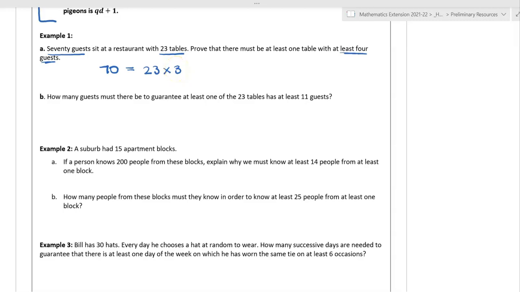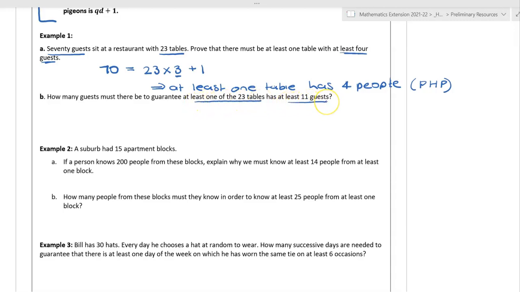Picture it, 3 go to the first, 3 go to the second. And what's 23 times 3? 69. So we have 1 left over. So what we can say is, because we had a remainder, this 3 here means that at least one table has 4 people on it. Why? In a test, you'll write the pigeonhole principle, you'll write it in words, but I'll let you abbreviate it for your working today.